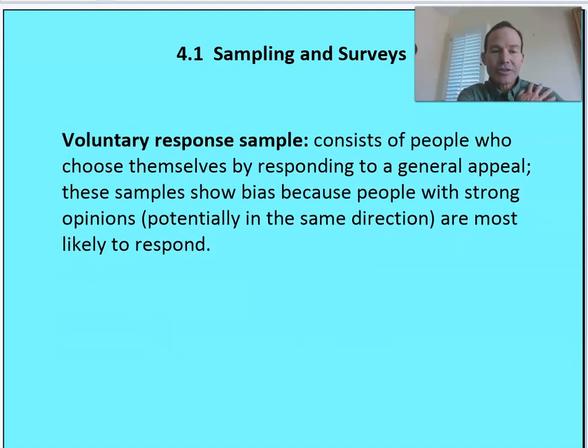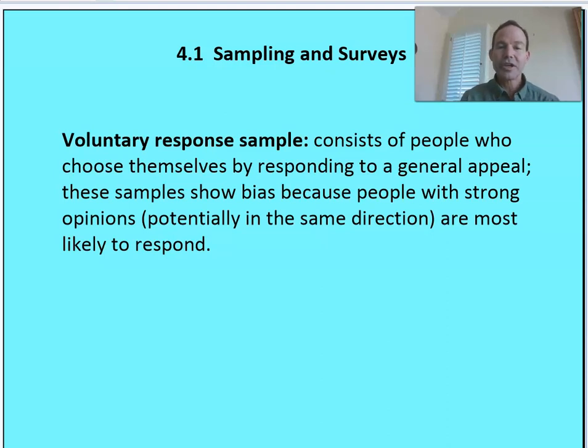Next is voluntary response sampling, which consists of people who choose themselves by responding to a general appeal. So I might ask for a poll of readers or users, and you create a website and have them respond. Instead of you selecting individuals, they're self-selecting. So you may end up with some skew in the data, because you have groups of people who might be disproportionately in favor or against something that you're testing, or show some consistency of results just because those are the same type of people who would volunteer for that response.